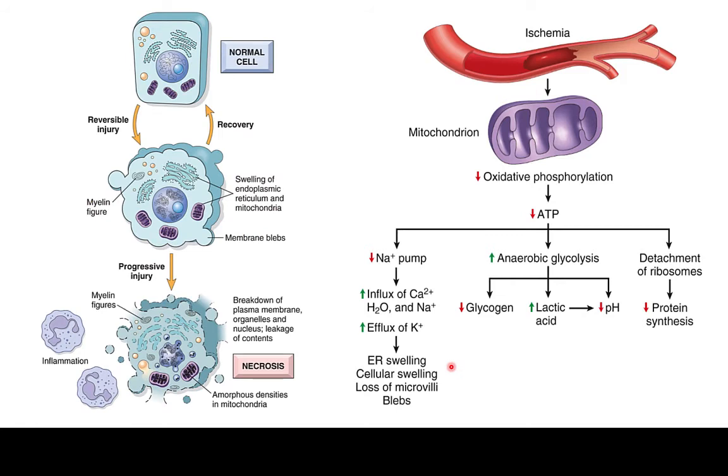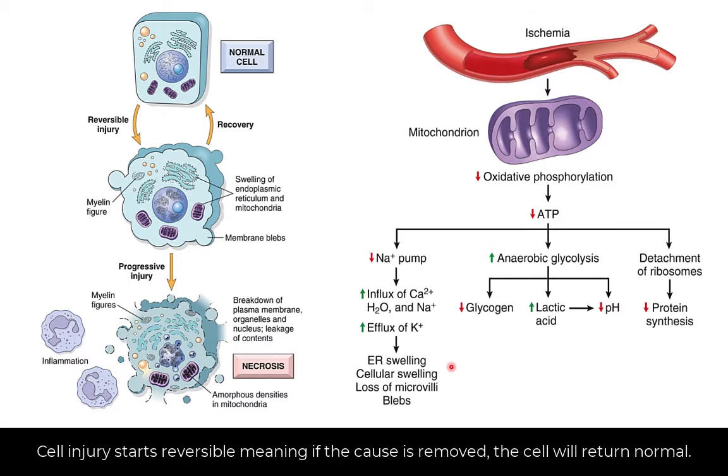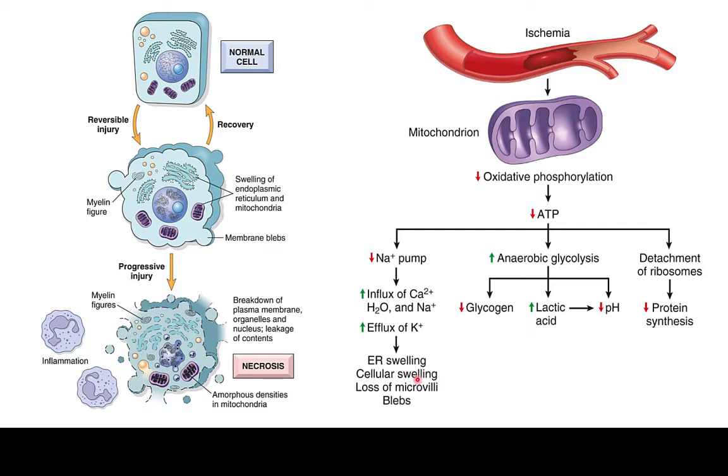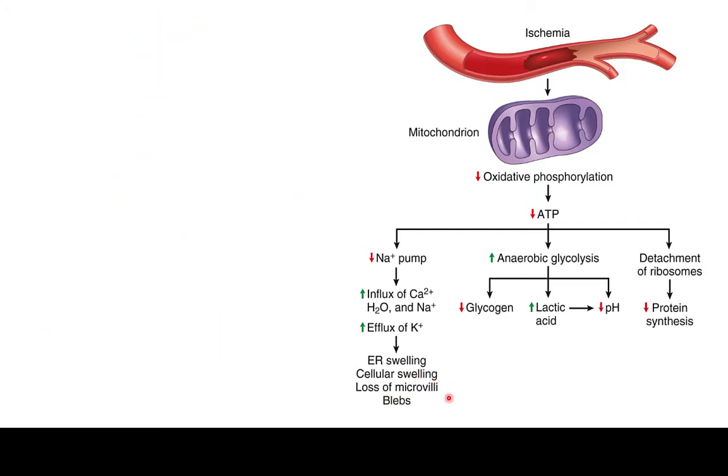until rupture. The beginning will be reversible. It will return to normal if ischemia is resolved. But if ischemia continues, the cell will continue to enlarge, and that will cause rupture of the cell. At the beginning, when the cells start to enlarge, of course, also the organelles inside the cell start to swell. The endoplasmic reticulum swells, and there is cellular swelling, and there will be loss of microvilli.